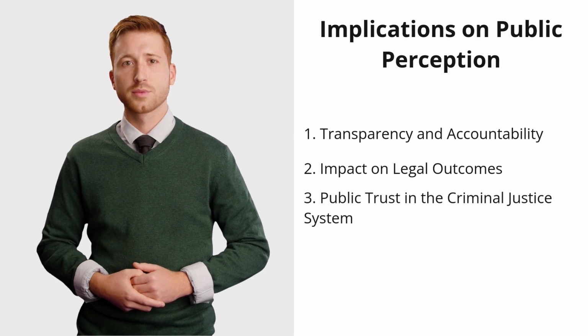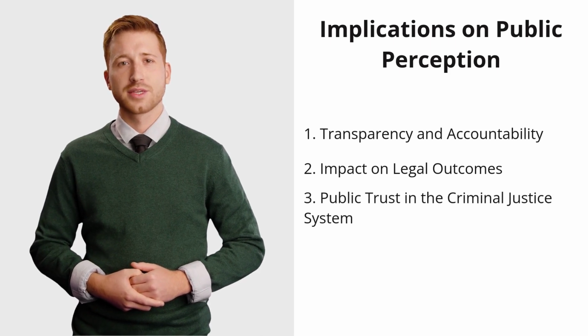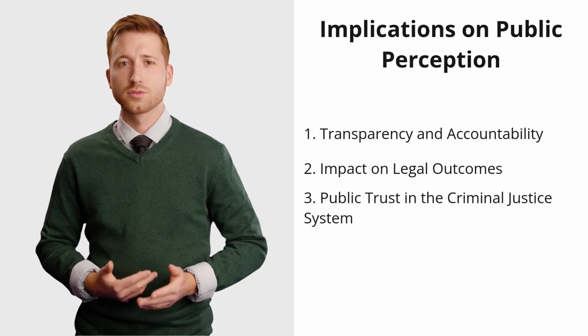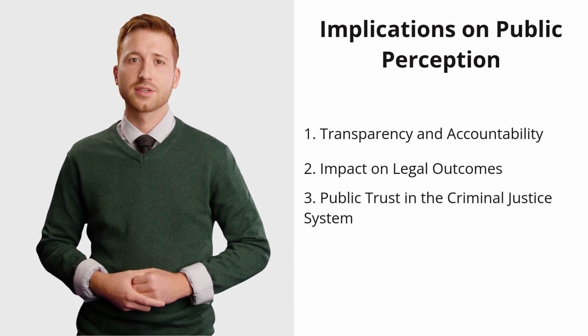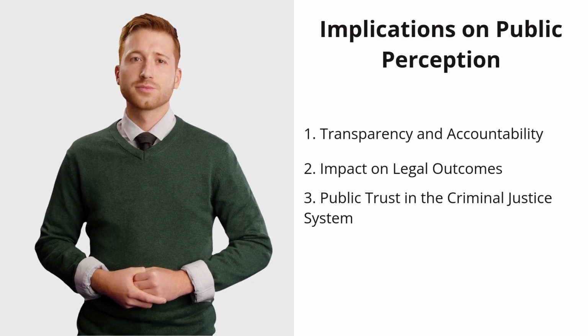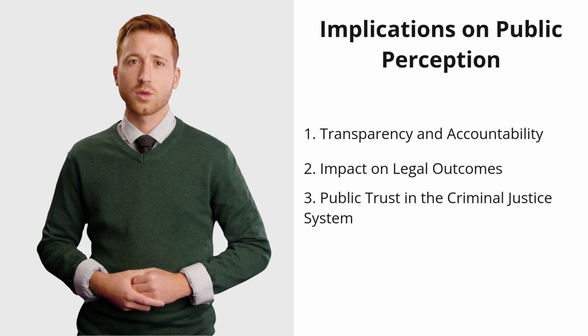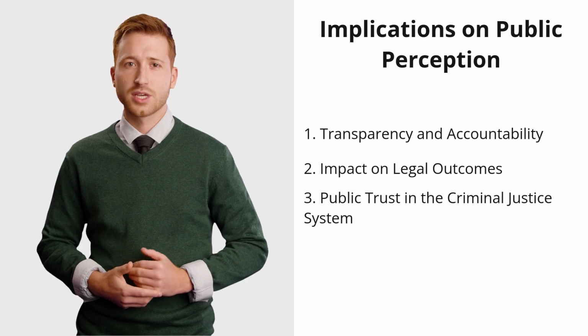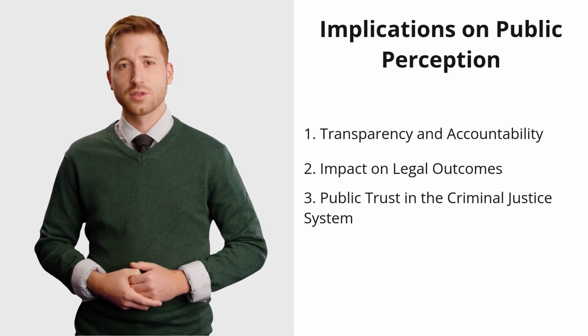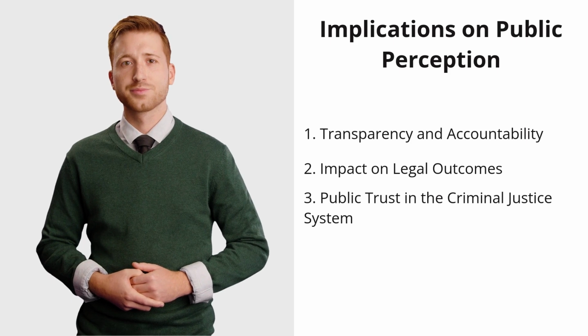The integrity of the criminal justice system is paramount to maintaining public trust. The use of Giglio lists and the associated disclosure obligations underscore the system's dedication to due process and the rights of the accused. Nevertheless, the revelation that officers with known credibility issues have been involved in investigations and prosecutions can erode public confidence in law enforcement and the judicial process.